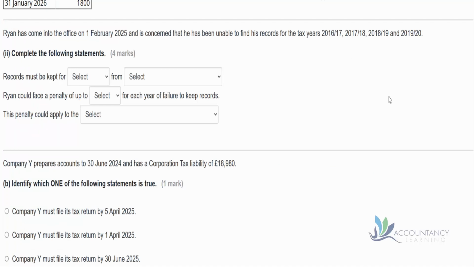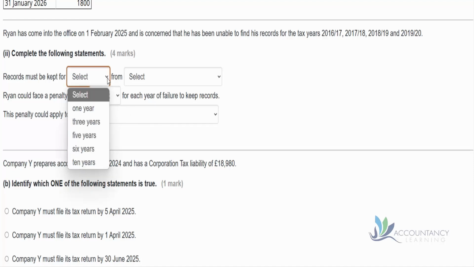Ryan has come into the office on the 1st of February 2025 and is concerned that he has been unable to find his records for the tax years 2016-17, 2017-18, 2018-19, and 2019-20. So you need to complete the following statements. Records must be kept for, so we've got a choice here, we've got a drop-down menu of between 1, 3, 5, 6, and 10 years.